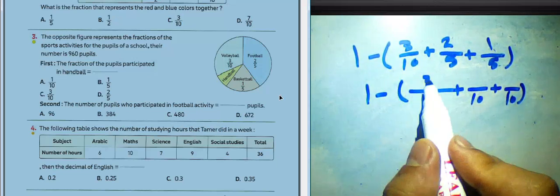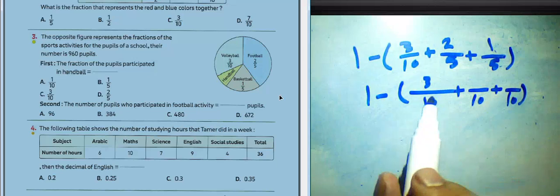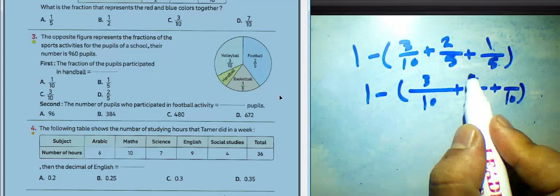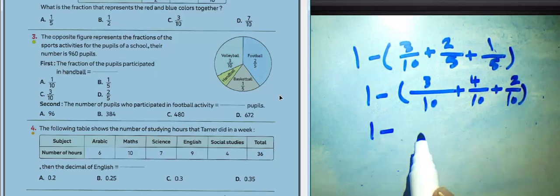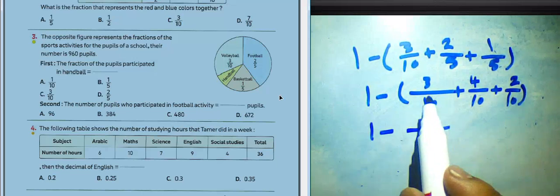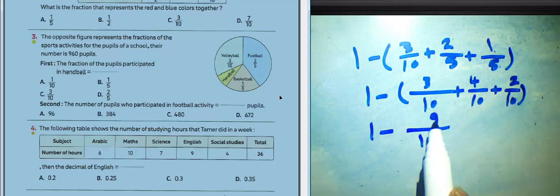3 over 10 right here, and 2 over 5 multiplication by 2. 2 times 2 equal 4, and 2 times 5 is equal 10, and 1 times 2 equal 2. The result will be 1. Subtract by the total 3 plus 4, 7 plus 2 equal 9.